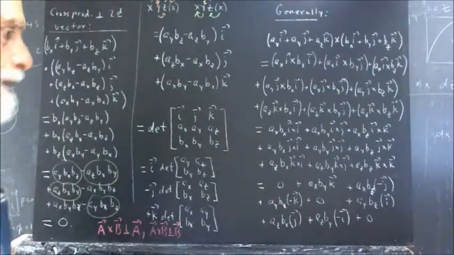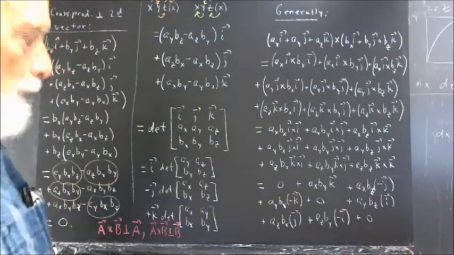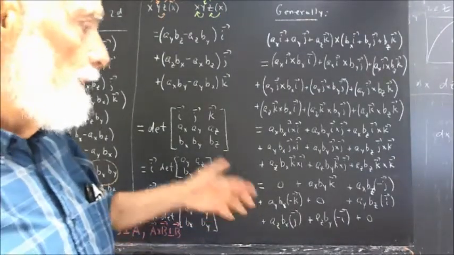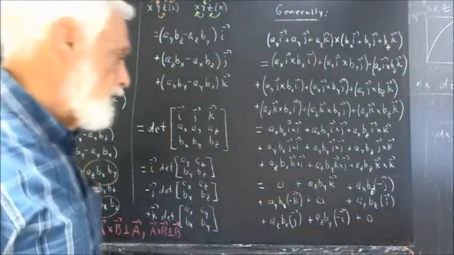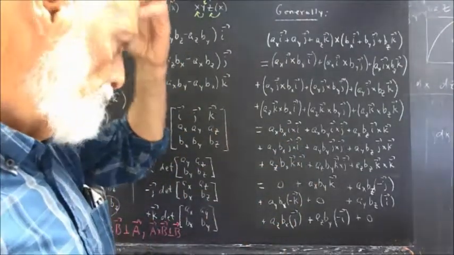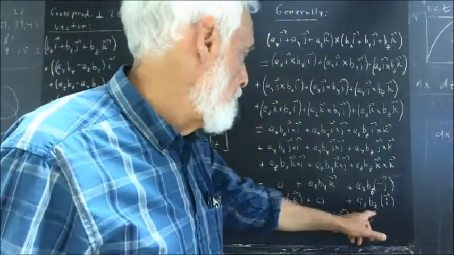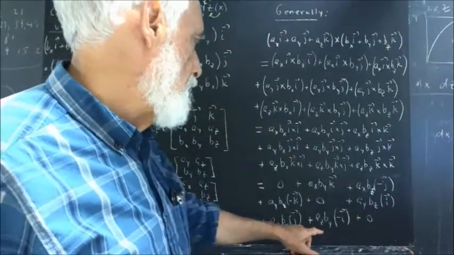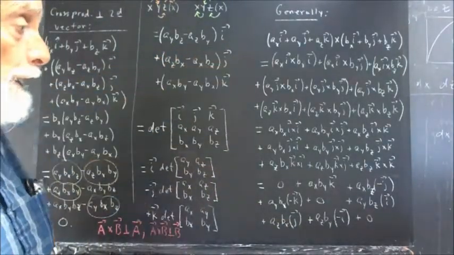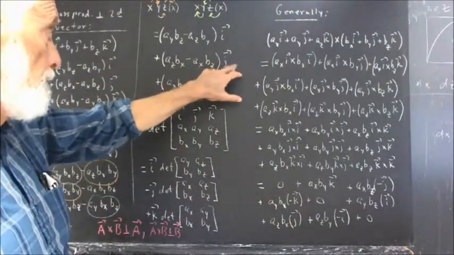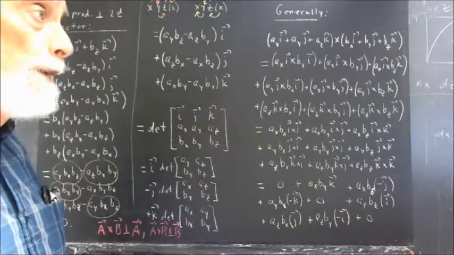Here's our product. And then we can do some grouping. We want to group these as to I, J, and K components, and that's easily done. We have I components, AY, BZ, and negative AZ, BY. So right there's what we get for the I component. And grouping similarly, we get the J and the K component.